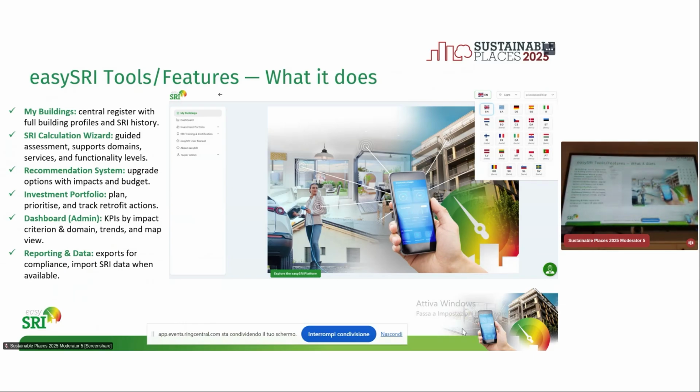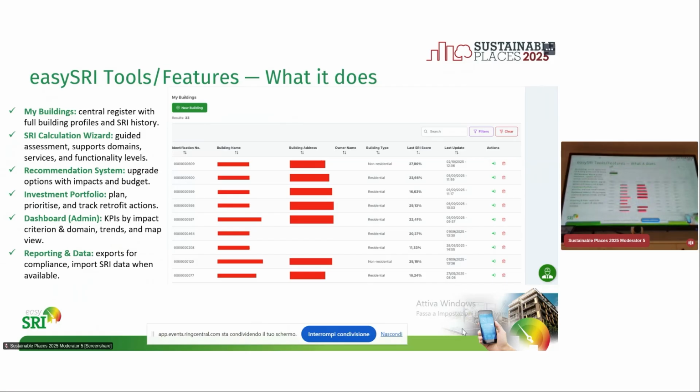We have the features. These have been referred to also in the previous presentation, so I will go through faster. We have the SRI calculation wizard, something more modern than the Excel sheet that we are all familiar with. And we have also a chatbot that enables you to make the SRI calculation. We also have recommendation systems that propose some actions in order to upgrade the SRI score, the investment portfolio, a dashboard with all the results, and the data and reporting page.